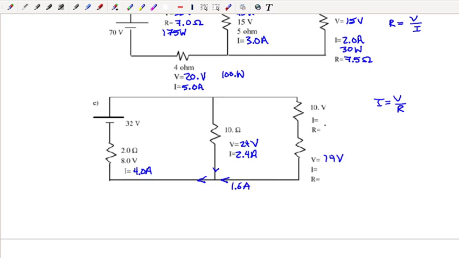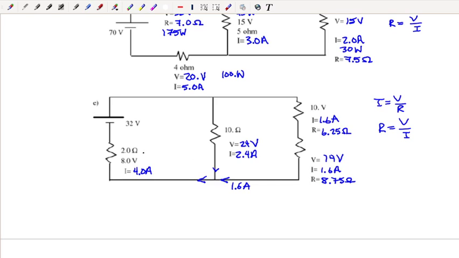And that 1.6 has to go through both of these resistors. So to calculate resistance again, that's voltage over current. So voltage over current, 10 over 1.6 is going to be 6.25 ohms of resistance. And voltage over current, 14 over 1.6 is 8.75 ohms of resistance. Last but not least, the power.